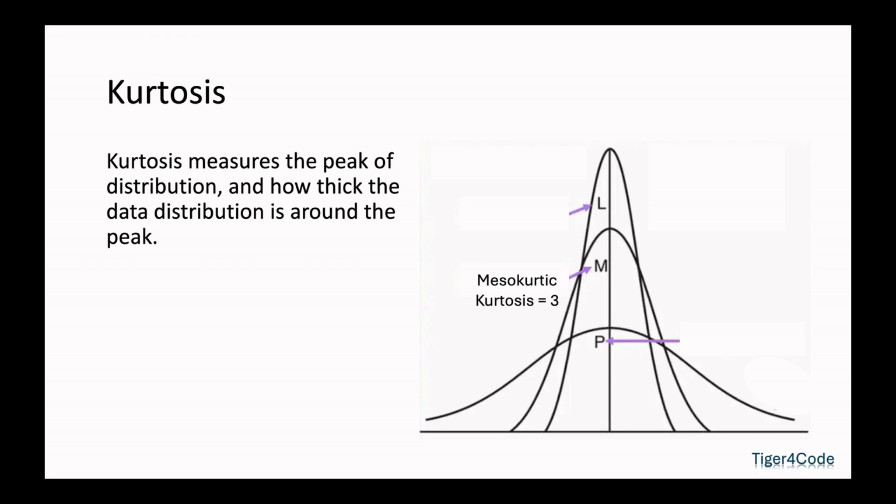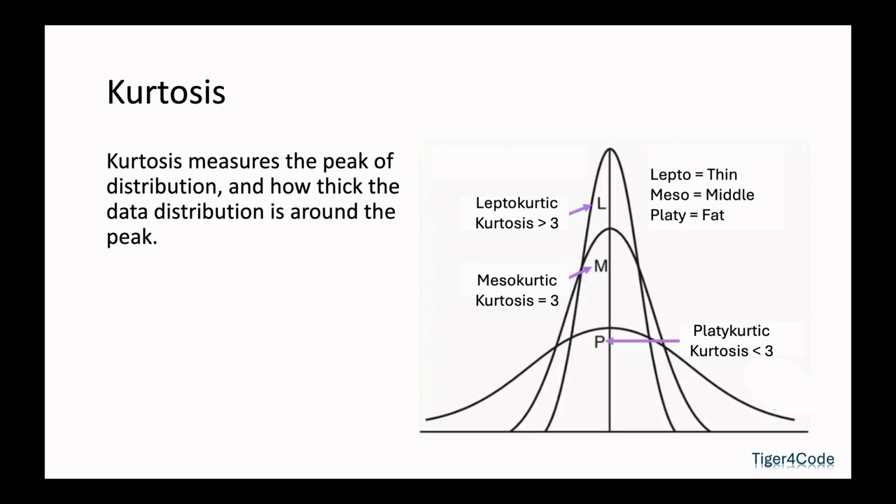Distributions with sharper peaks and thicker tails, where the data is more concentrated around the mean, are called leptokurtic, with kurtosis greater than 3. On the other hand, distributions with flatter peaks and thinner tails are called platykurtic, with kurtosis less than 3. The terms lepto, meso, and platy are derived from Greek words, meaning thin, middle, and flat, respectively.